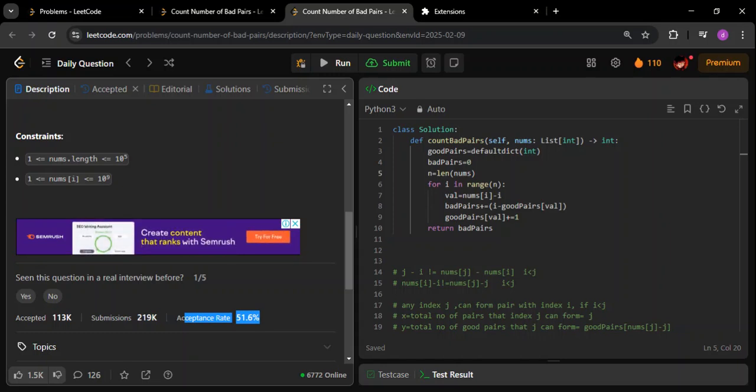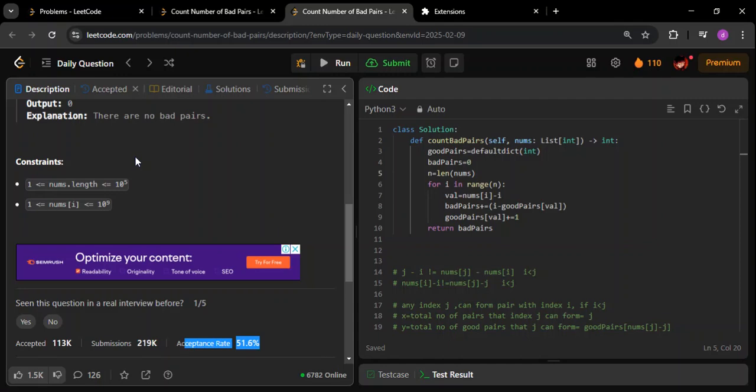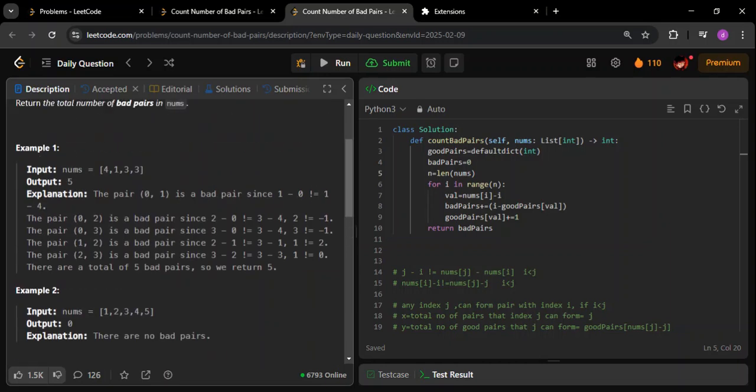But remember, the question is simple, the only difficult thing is how to solve it optimally, right? Now if you see the length of the input, it is going to be in the range of 10 power 5, and each value is going to be in the range of 10 power 9. I will show both Python and Java solutions, and we'll discuss the differences between them. Now, what we have to do.